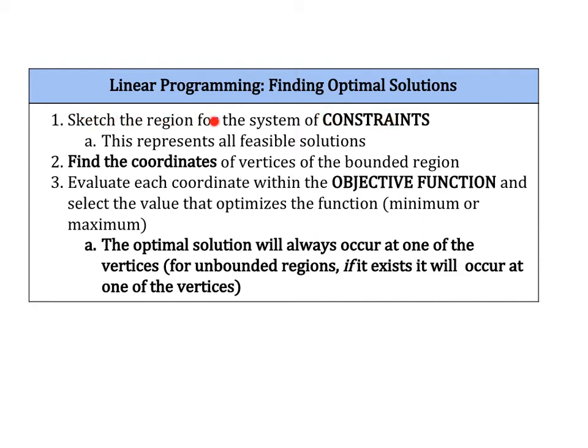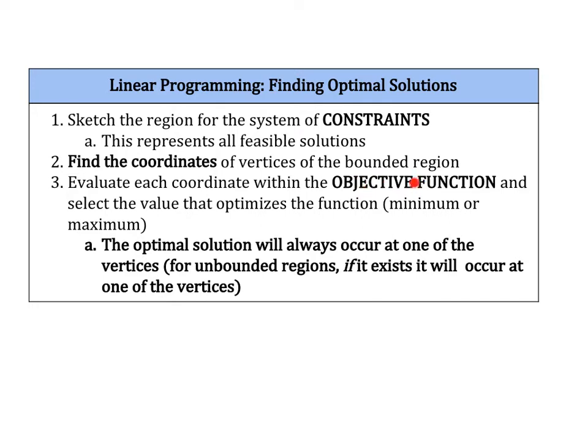So first you're going to graph the system of inequalities and find your solution set. Then you're going to find the coordinates of all of the vertices of your bounded area. Then you're going to take each of those coordinates and evaluate them within your objective function. So you're pretty much going to substitute the x and y values from each of the coordinates to see which one gives you either the biggest number for a maximum or the smallest number for a minimum.